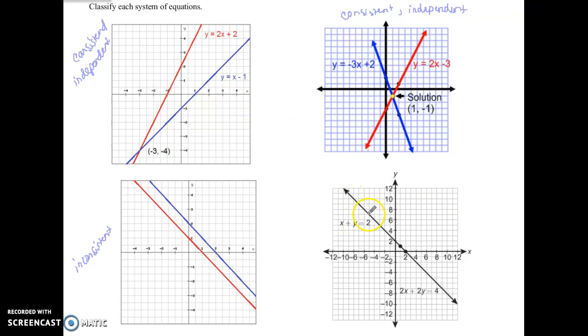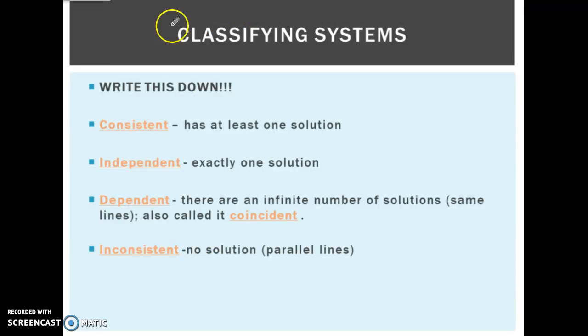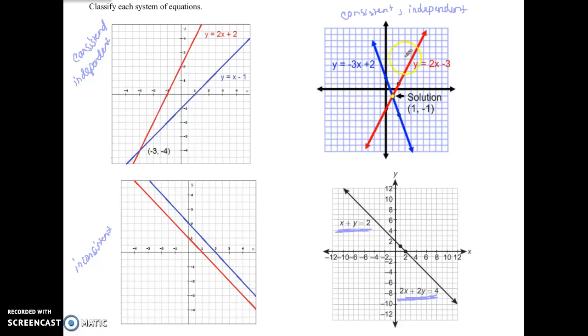And this last one, it's a little hard to see, but here's one equation here, x plus y equals 2. Here's our second equation, 2x plus 2y equals 4. So think about what the different terms were. Consistent means there's at least one solution. So when I look at these two lines, they overlap. There is at least one solution because they're identical equations when graphed. So we know for sure it's consistent because there's at least one.